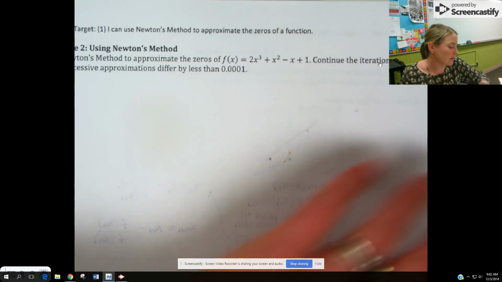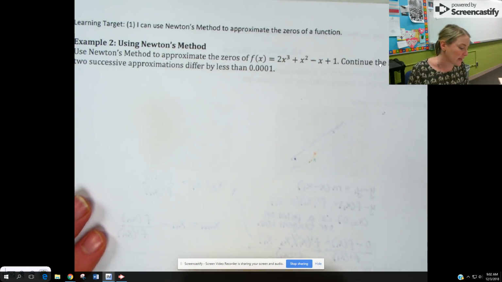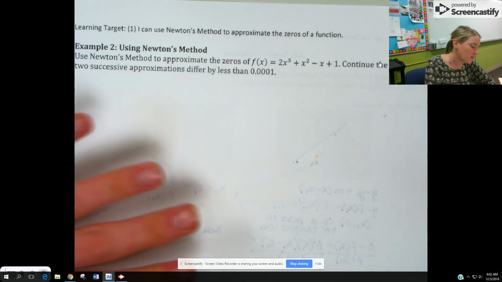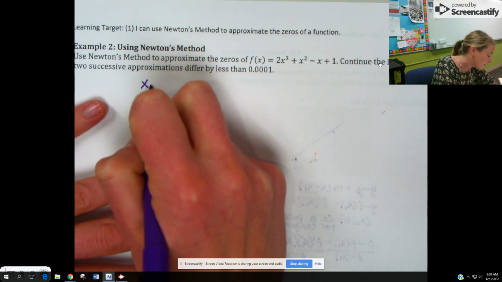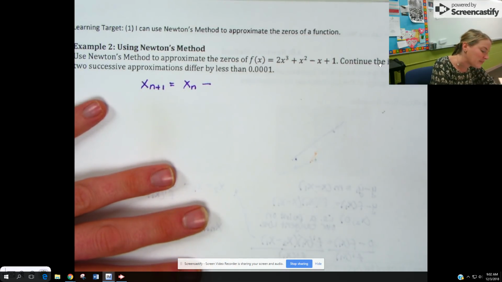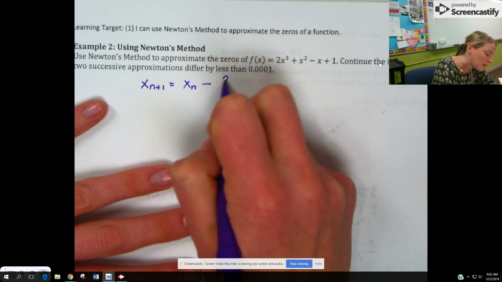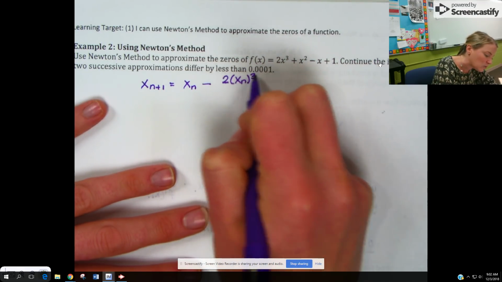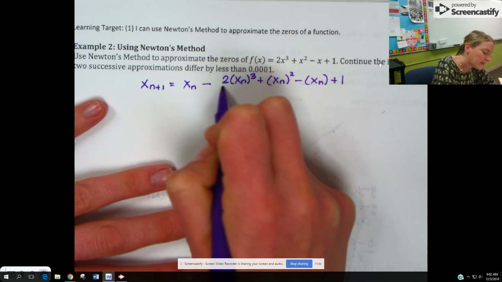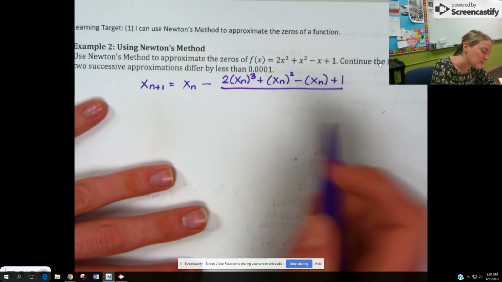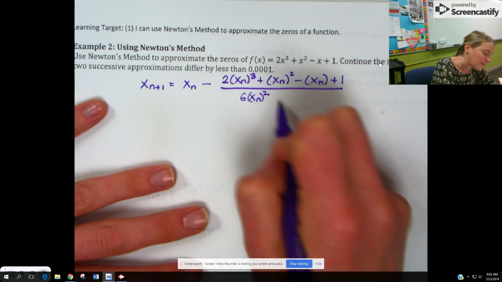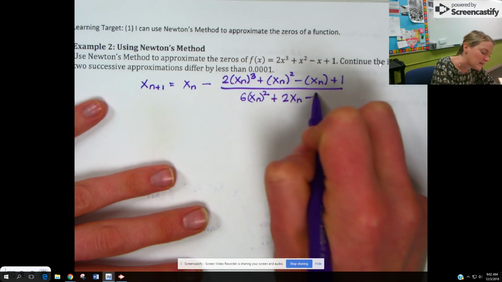Let's see if we can get one more in here really quick, just using our process. So let's see. Here we have a cubic function. This one might be harder to factor on our own. What are we going to need? We're going to need to set up our equation. So x sub n minus, and for this function I would want my original function on top, so x sub n cubed plus x sub n squared minus x sub n plus 1. And then underneath, I'll take the derivative. So here, 3 times 2 makes 6, x sub n squared. I'll have plus 2 x sub n and minus 1.